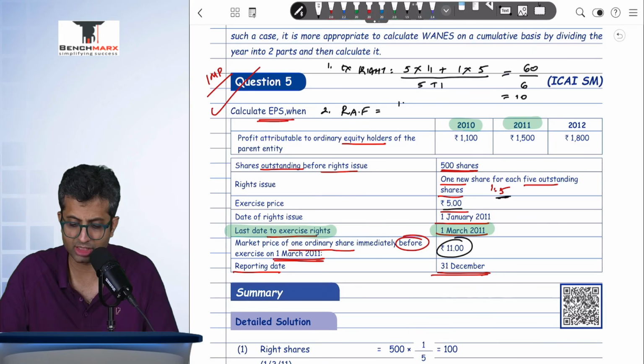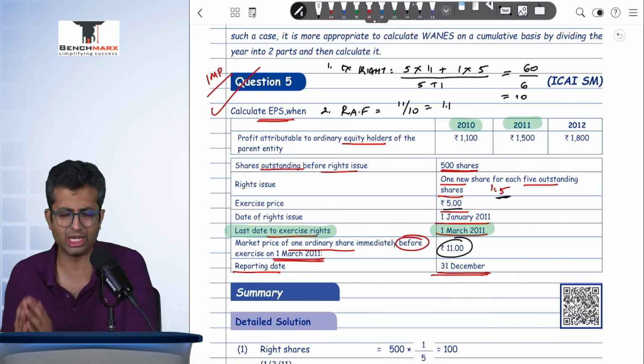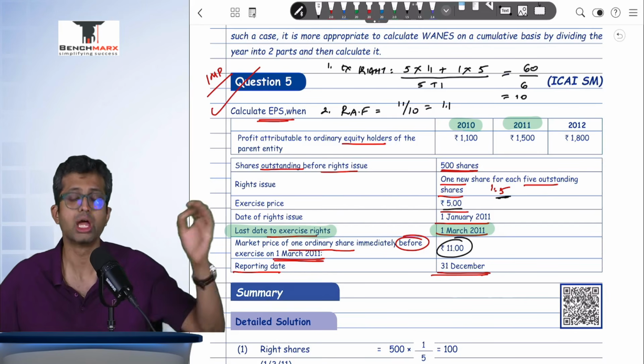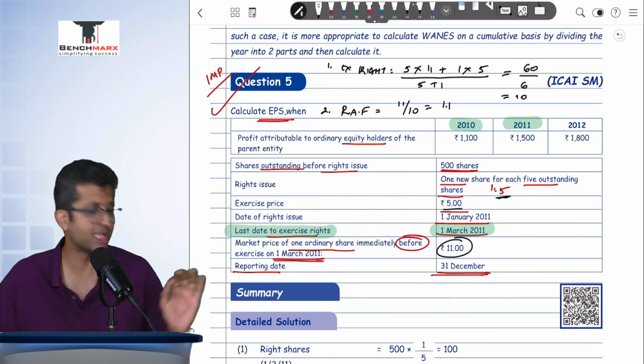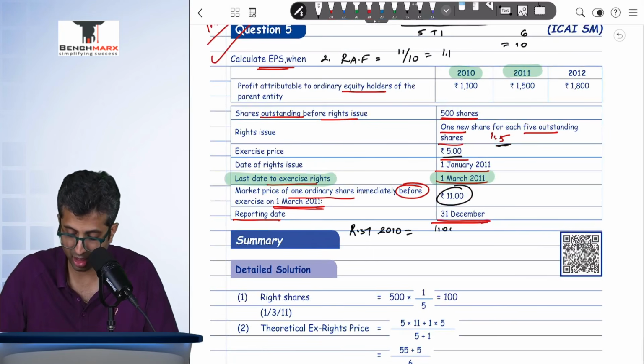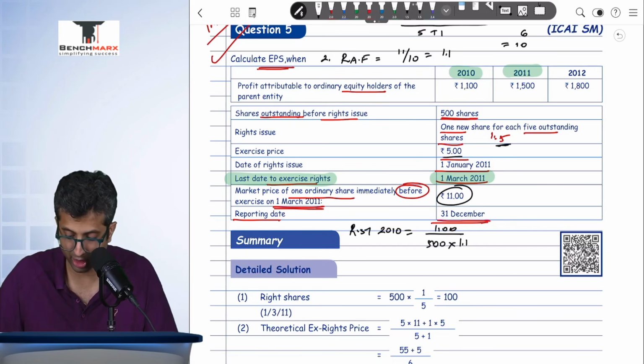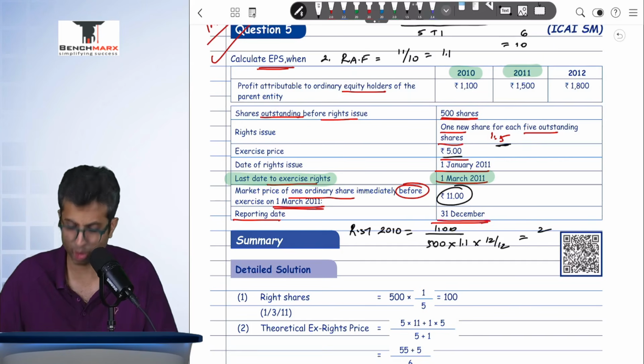Next, you will calculate your rights adjustment factor. How do you calculate the rights adjustment factor? Well, the fall in the price of rights, 11 by 10, comes to 1.1. So there is a hidden bonus element of 0.1. Let us say 1 share pre-bonus becomes 1.1 shares post bonus, and hence 0.1 must be the hidden bonus element. And hence when I try to multiply, I will say that your restated EPS for 2010 will be 1100. Well, there were 500 shares, entirely prior to the date of rights, into 1.1 into 12 by 12, and hence this is 1100 by 550 comes to, let's say, 2.